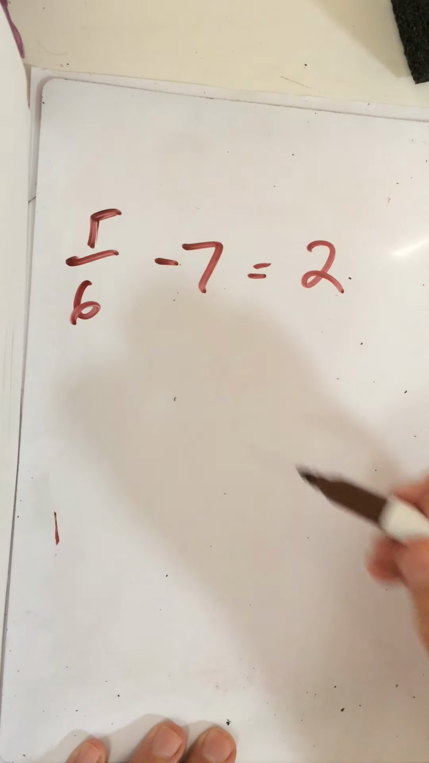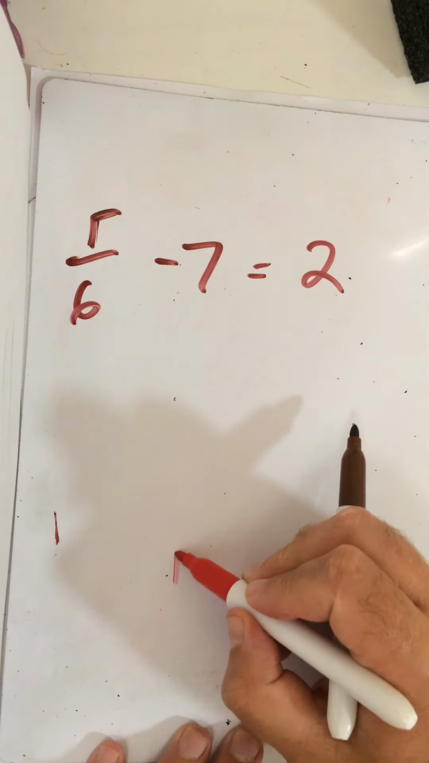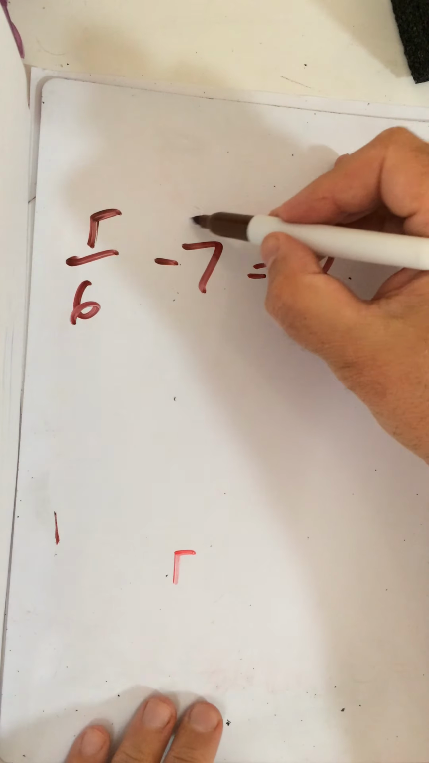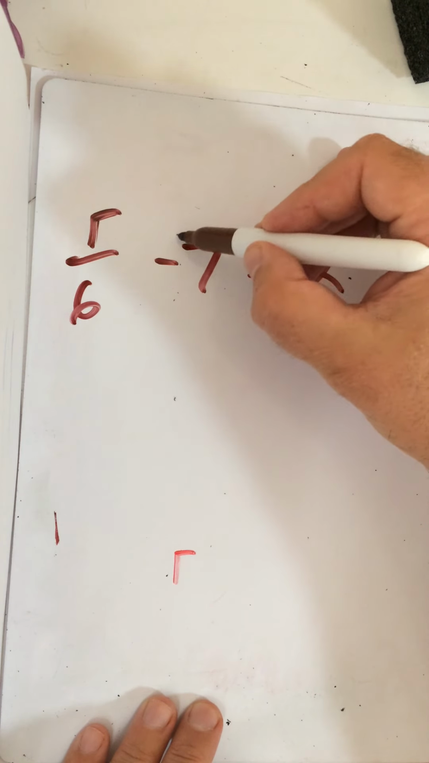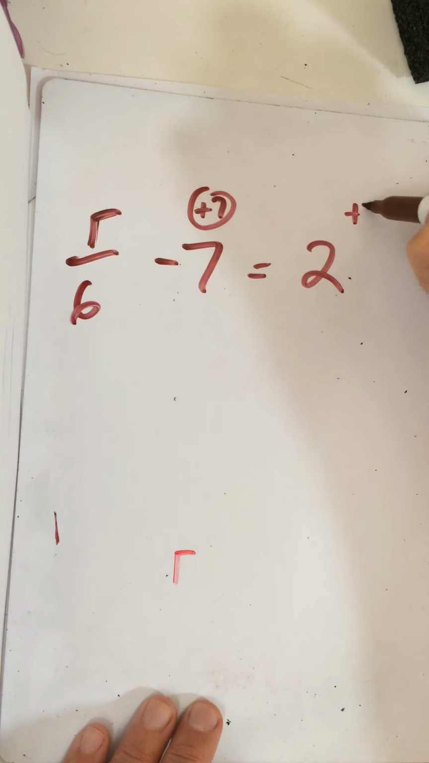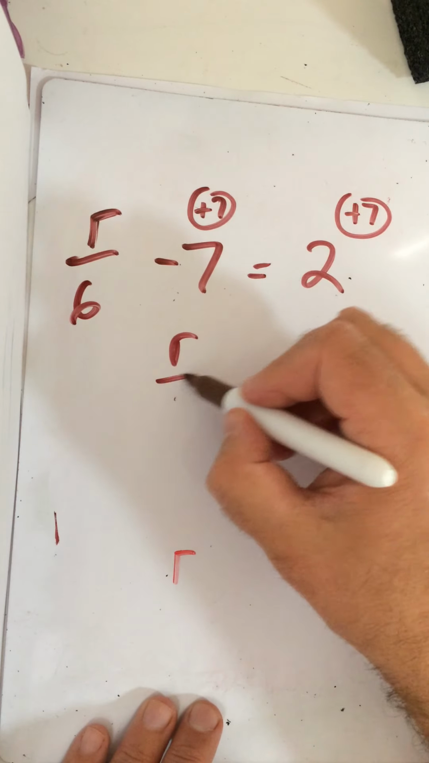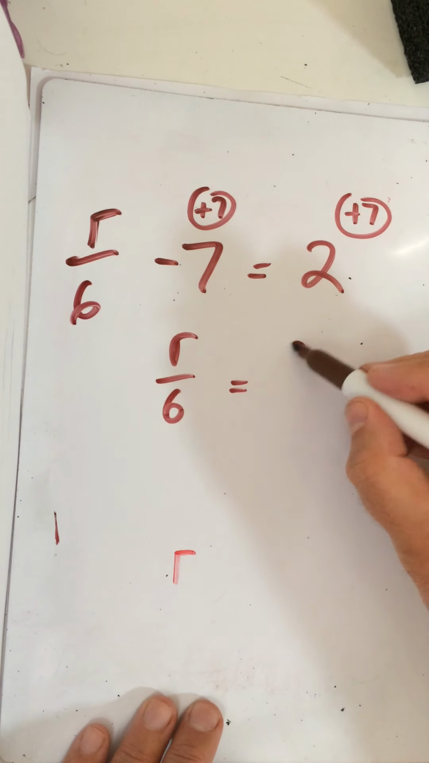So let's have a little look. Again, I want to be left with r, don't I, down here, the value of r. So I'm going to get rid of this minus 7 by adding 7 to it. It's the balancing method. So I have to balance that out and do the same on the other side. So I've now got r over 6 equals 9.